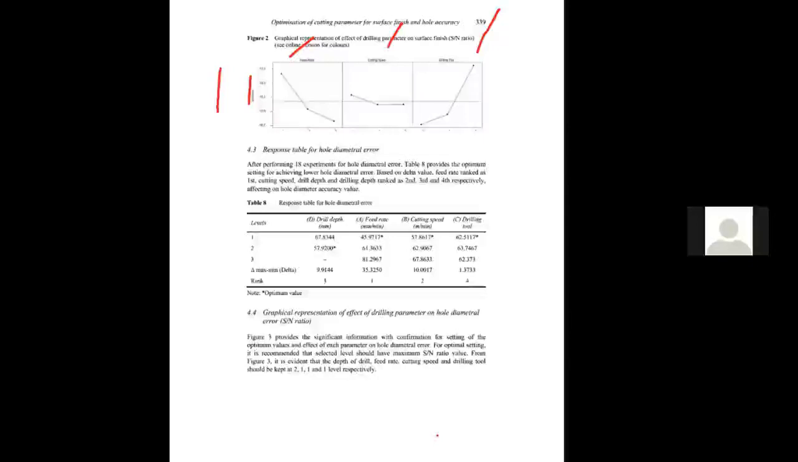So if I see this particular graph, this is level number one. For this level, what is the output? For this level, what is the output? Third level output. Just by seeing this, I will come to know that if I keep the feed rate at level number one, I will get the maximum S by N ratio. Now we come to the second one, cutting speed. Again, at level number one, if I have the cutting speed at level number one, which is 30, I will get the maximum S by N ratio.